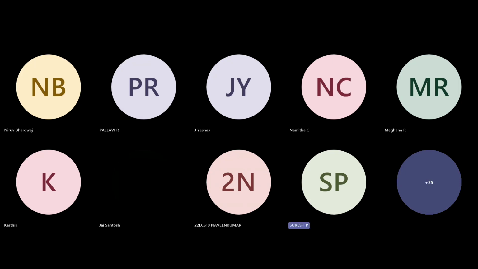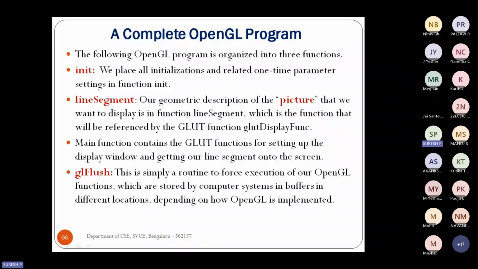So today we are going to discuss how the organization of your OpenGL function is going to happen. What are the parameters and what are the functionalities of your program when you are writing the OpenGL program? As we have already seen, the first line which you have to have when you are writing your OpenGL program is initialization. In this particular init function, we have to place all initializations and related one-time parameter settings.